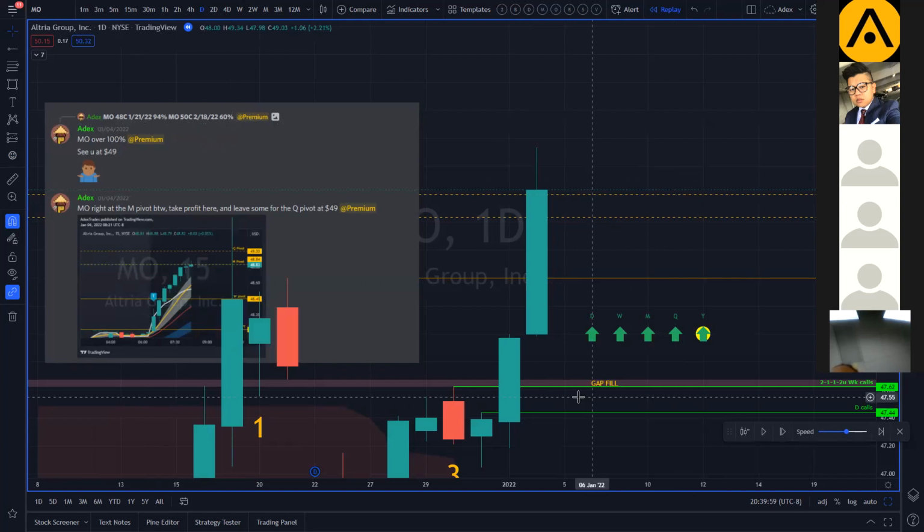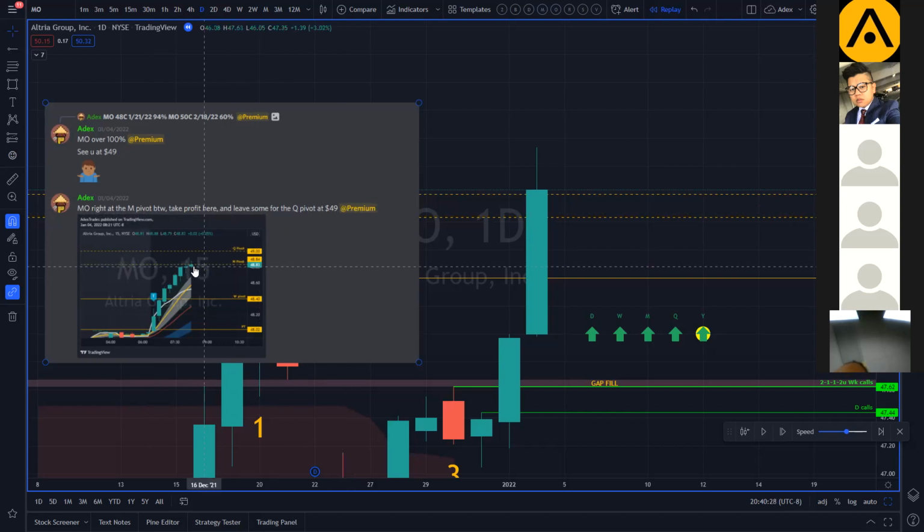And this is what I'm talking about, like magnitude. This is what I'm saying. Like, for my swings, I want 1,000% because I expect to be up 100% within the first couple of days, and it's going to go up. You know what I'm saying? And that's why I said see you at $49, because I knew we're still going to go up. Mind you, MO right at the monthly pivot, by the way, take profit here and leave some left for the quarterly pivot at $49, right?